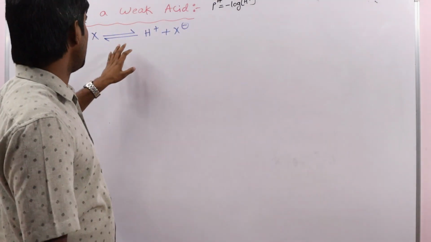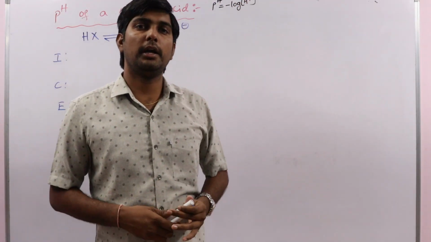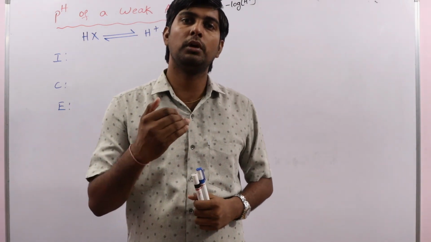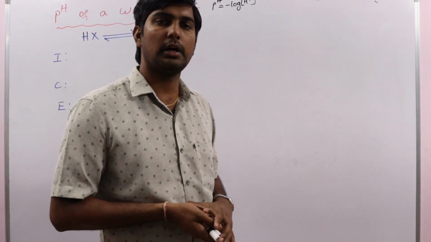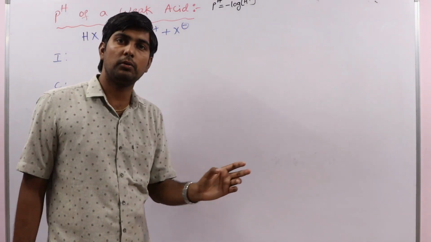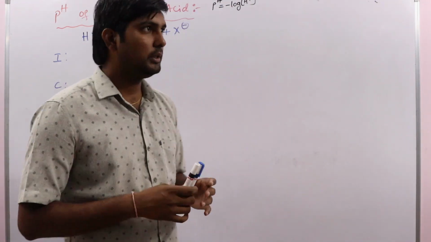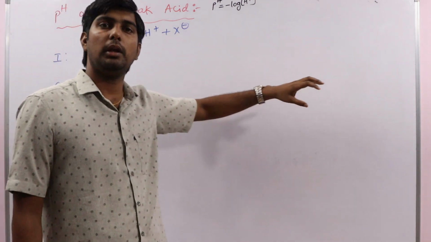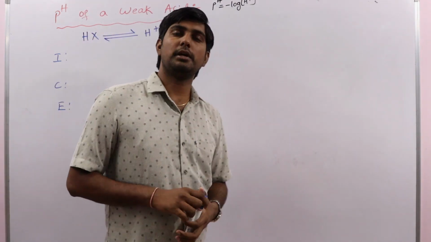For weak acids we cannot use this formula, because in the case of strong acids they almost completely undergo ionization. Yes or no? Almost 100% ionization takes place in strong acids or strong bases, but weak acids and weak bases undergo partial ionization or partial dissociation. So in those cases we use a different formula. Now we discuss how to calculate the pH of a weak acid, and of weak bases also.